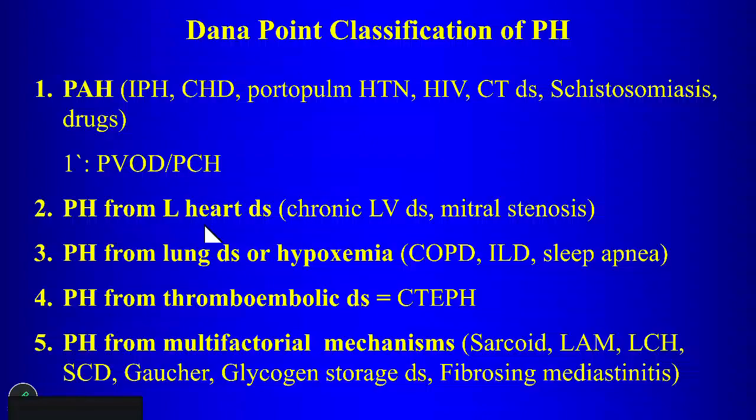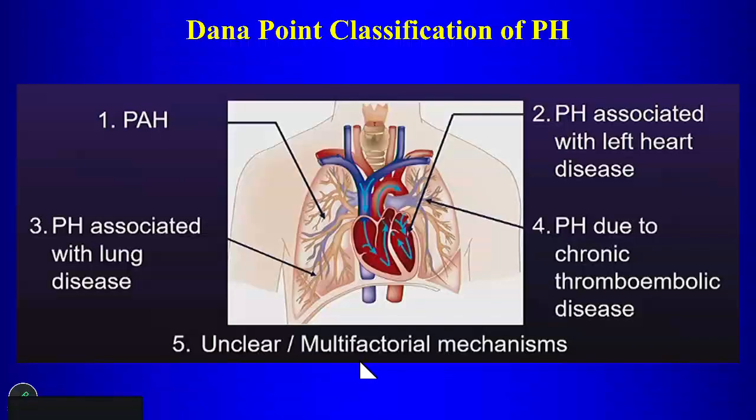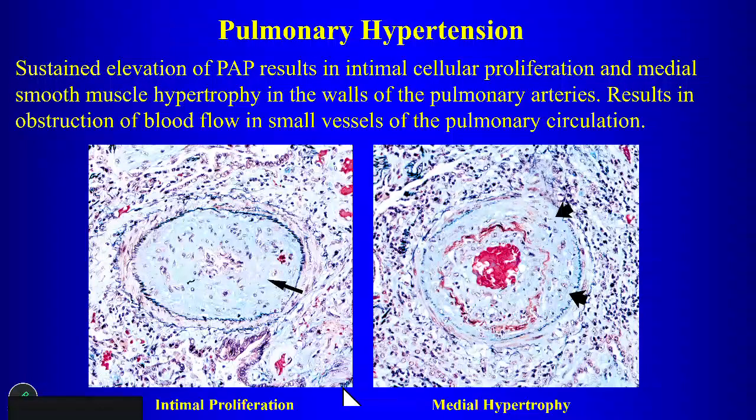Group 2 is pulmonary hypertension from left heart disease. So these will have elevated pulmonary venous wedge pressures. Most commonly left ventricular failure, chronic left ventricular failure, mitral stenosis. Group 3 is from lung disease or hypoxemia. Group 4 is pulmonary hypertension from thromboembolic disease, CTEPH, chronic thromboembolic pulmonary hypertension. So that is group 4. And then group 5 is just the garbage category, multifactorial mechanism. So, not sure what exactly the cause is, but that's group 5. So you have to be familiar. It can be an exam question, in terms of the different groups of pulmonary hypertension.